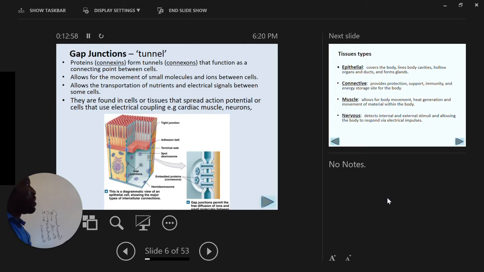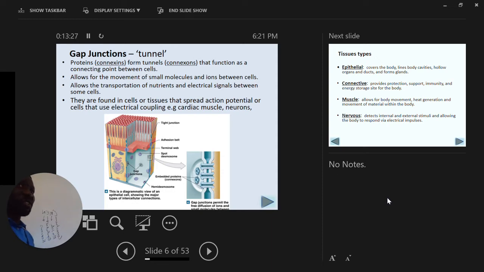I've discussed that they allow transfer of nutrients and electrical signals between some cells. They are found in cells or tissues that spread action potentials. When I say tissue that forms action potential, you should think of neurons, your nerve tissues that do nerve coordination, right? Then you should think of your cardiac muscles, right? So those are the tissues where they are found.